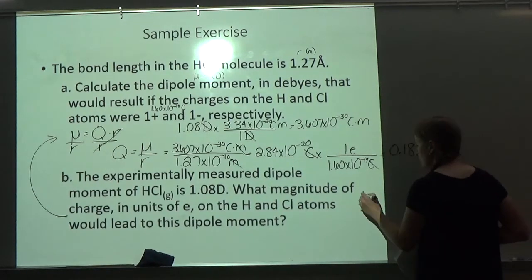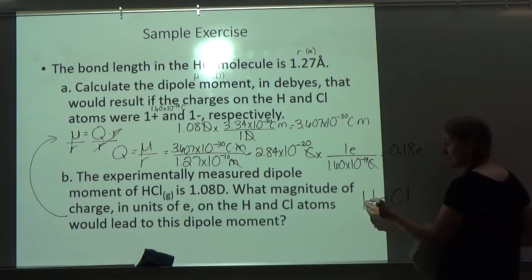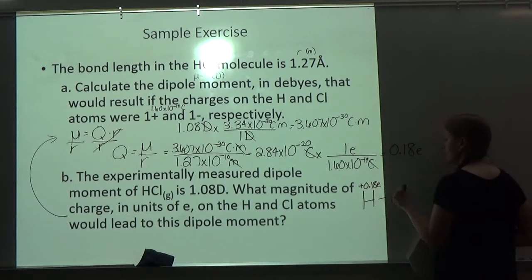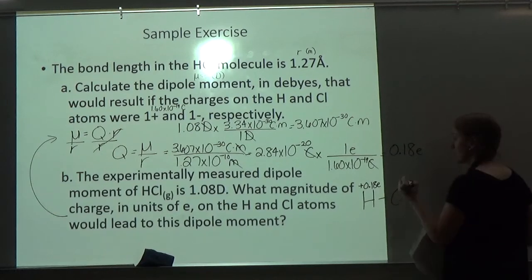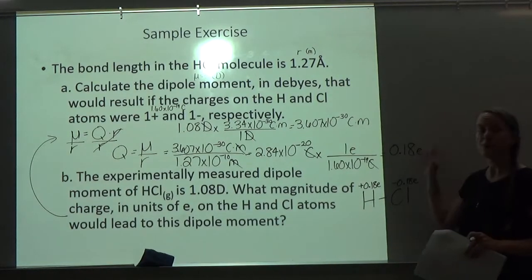Well, H is going to be the more positive one, so it would be positive 0.18e, and Cl, because it's the more electronegative, would be negative 0.18e. All right, and so that one's all we got to do.